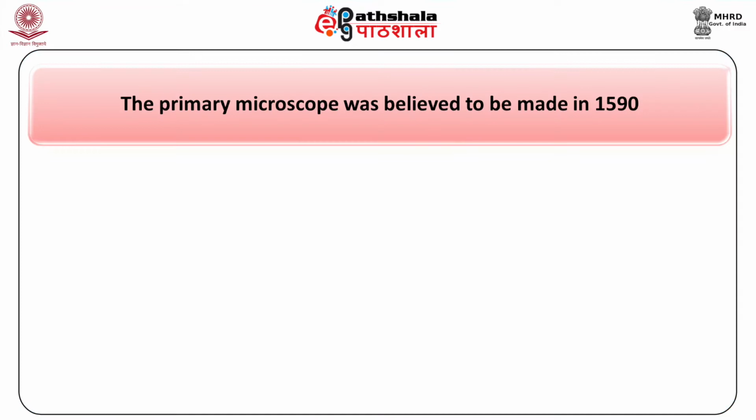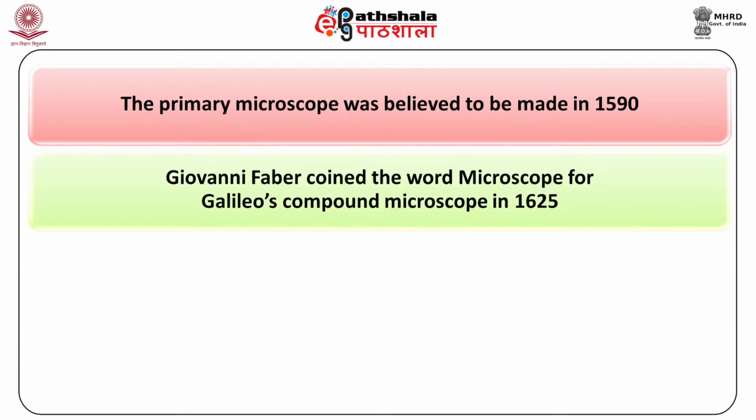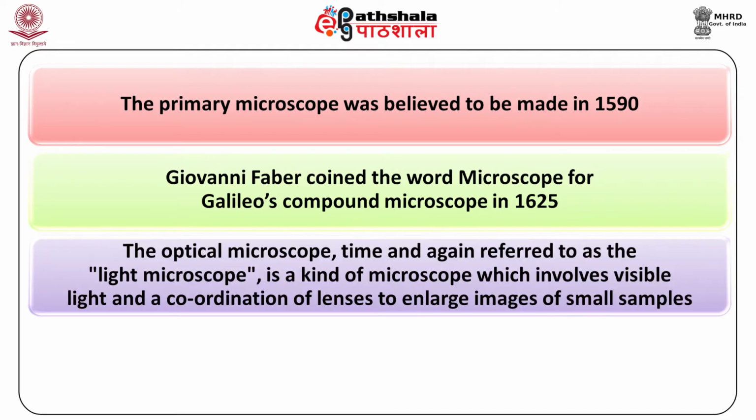The first microscope to be technologically advanced was the optical microscope, though the original originator is not easy to recognize. The primary microscope was believed to be made in 1590. Giovanni Faber coined the word microscope for Galileo's compound microscope in 1625. The optical microscope, time and again referred to as the light microscope, is a kind of microscope which involves visible light and a coordination of lenses to enlarge images of small samples.